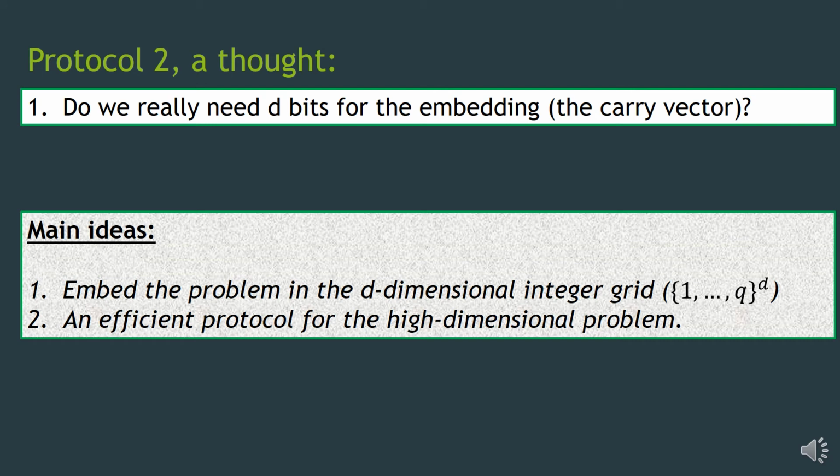One such direction that seemed natural to us after we saw the explicit protocol is improving on the first phase of embedding and sharing the carry vector. We asked ourselves, do we really need D bits of communication for this phase to communicate the carry vector? And then, as it turns out, indeed you don't need D bits. You can use less, as we see in this paper, and we believe that many more bits can be saved on this phase.